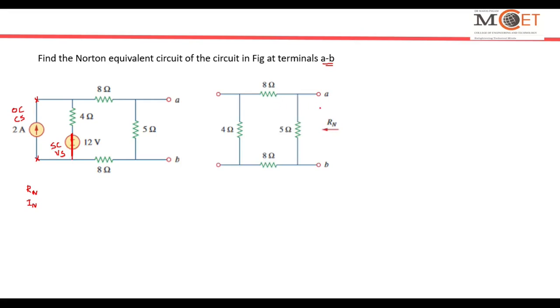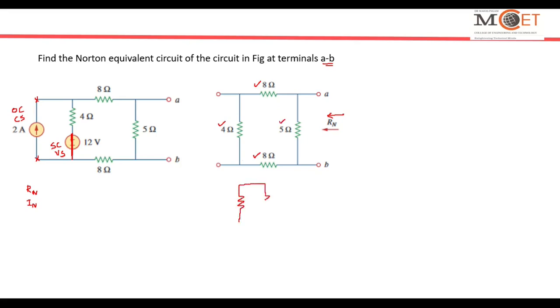To calculate the Norton's resistance, I have to look from this side of the circuit. So when I look from this side of the circuit, 8 ohm, 4 ohm and 8 ohm are in series, and this series combination is in parallel with 5. So the equivalent circuit will look something like what I am trying to draw here.